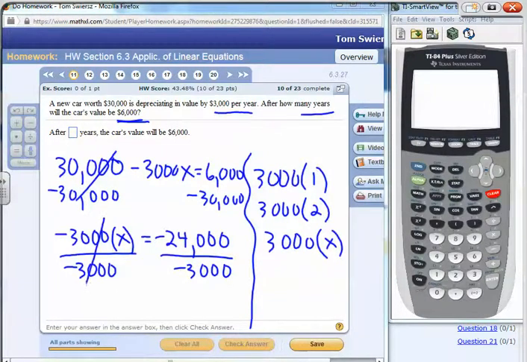To solve for x, we divide by the coefficient, which is a negative 3,000. So the negative 3,000 divided by negative 3,000 is 1, or just x. So a negative 24,000 divided by negative 3,000, negative divided by negative is a positive 8, right? Thousands cancel. 24 divided by negative 3 is 8. So x is the number of years: after 8 years, the car's value will be worth $6,000.